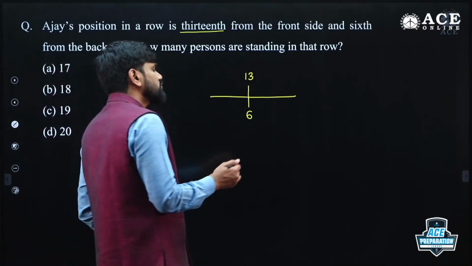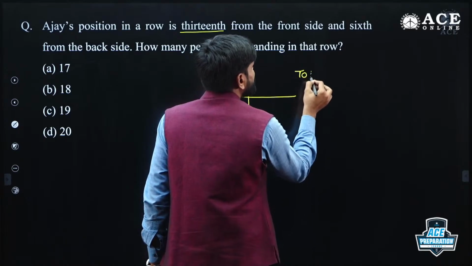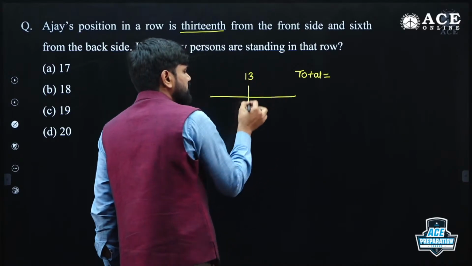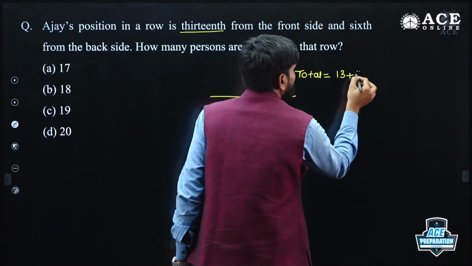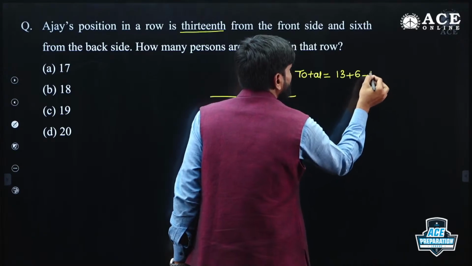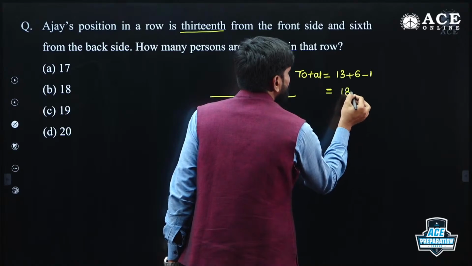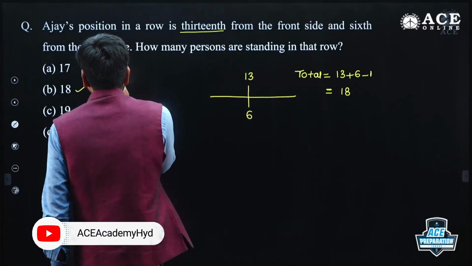So, total, as I told you, will be equal to what? You simply take the position of the same candidate from both the ends, that is 13 and 6. So, 13 plus 6 will add up to 1 more than the total. So, remove 1 from that. That will give you the actual number of people in the row. That will be how much? 18. Hence, your answer should be Option B.